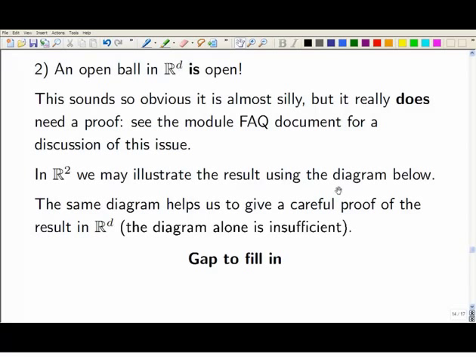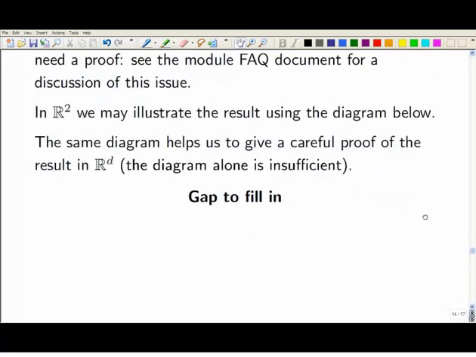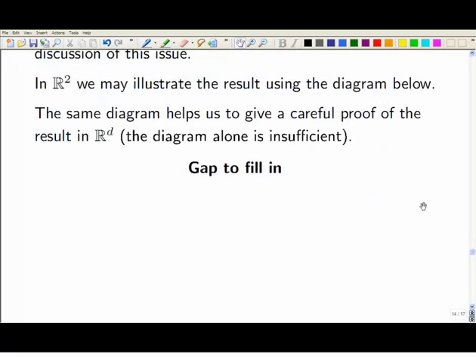Now, I said open intervals are open, and I explained why. An open ball in R to the D is open. And I really hate having to prove this, but we called it an open ball before we defined what an open set was. So if you look at the module FAQ, you'll find out why you have to prove that open balls are open. Because we just called it open, and to say something is open because we called it open is not entirely satisfactory.